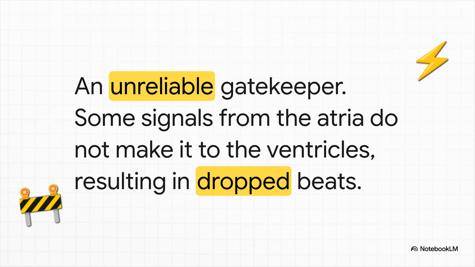Okay, now things start to get a bit more serious with second-degree AV block. Now, our gatekeeper isn't just slow, it's become unreliable. It actually starts dropping beats. And this is where we have to talk about two very different types, Mobitz I and Mobitz II. Knowing the difference is a really big deal.